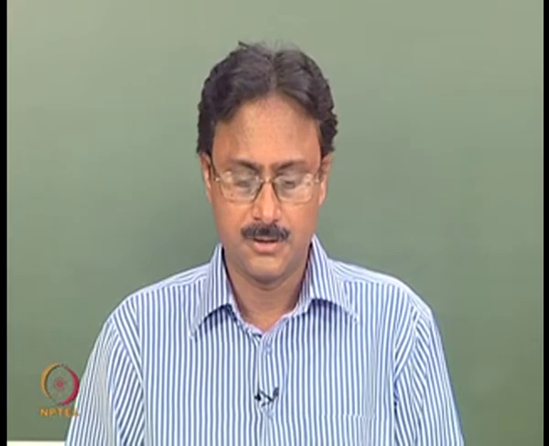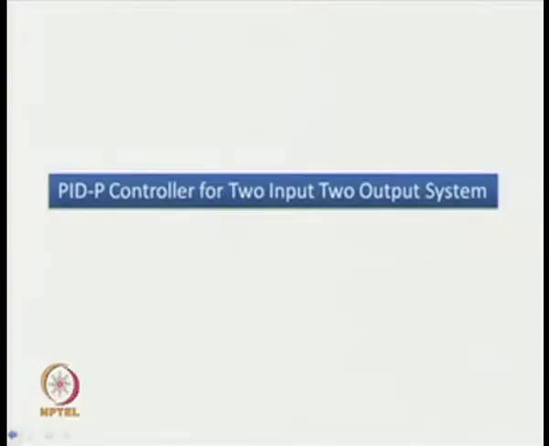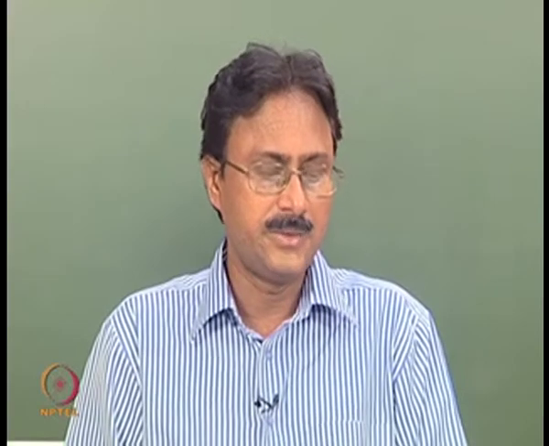Today's lecture is on PID-P controller for 2 input 2 output systems. The control of 2 input 2 output processes is more difficult than the SISO processes, mainly due to the interactions between the loops. 2 input 2 output systems are from the family of multi-input, multi-output systems. Many methods have been proposed earlier in the literature for the design of controllers for 2 input 2 output processes.